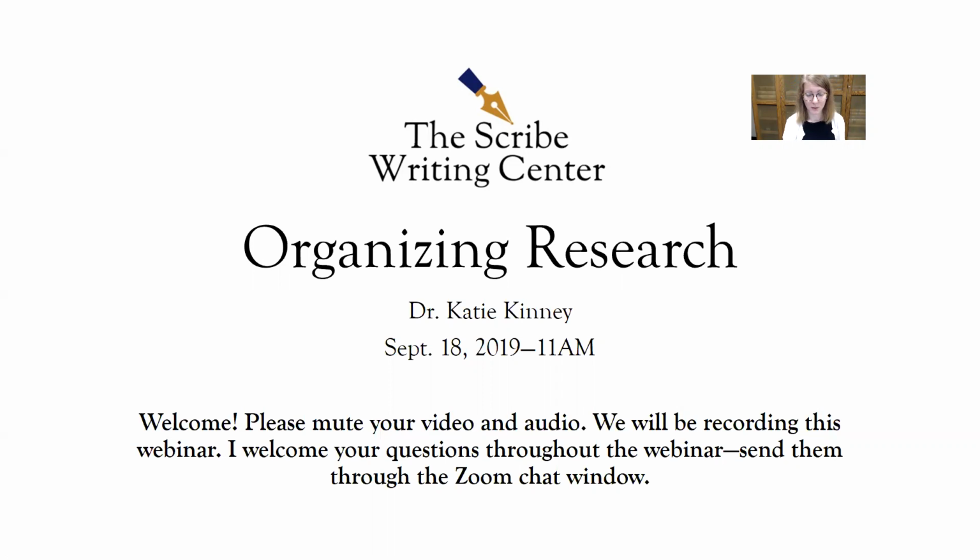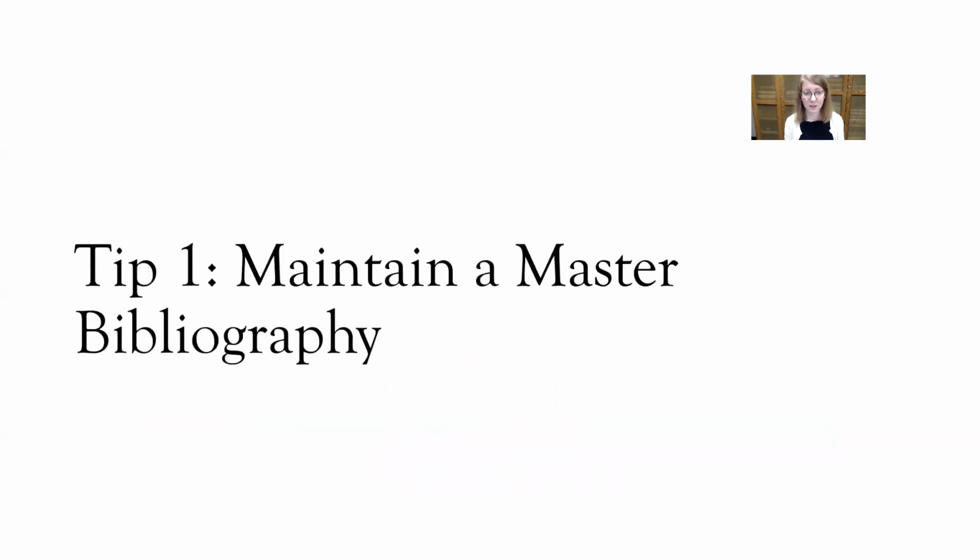So two major principles. The first is to always maintain a master bibliography. For many people, this will be a word processing document, whether you're using Google Docs or Word. And what you're going to have is a bibliography that is formatted just as it would be in the final product of your research project.